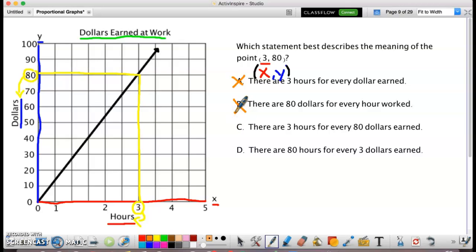Option C, there are 3 hours for every $80 earned. That one seems correct because we have 3 hours straight up to our line equals $80 earned. So I like that one, but let's check option D just to make sure. Option D says there are 80 hours for every $3 earned. Well, I look at my graph and I definitely don't have 80 hours on my graph. I only go up to 5 hours, right? Those numbers have been switched, and so that one is definitely not correct. Option C is our correct answer.